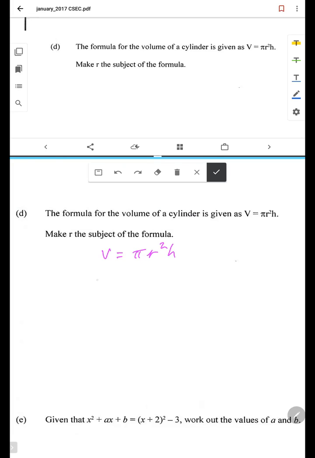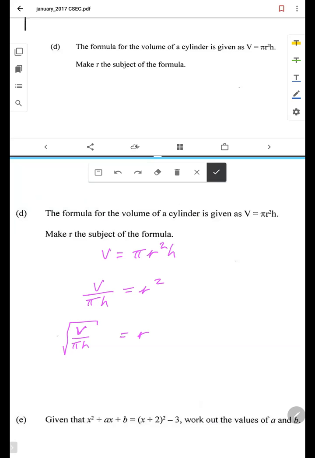So basically then it becomes V over pi h equals r squared. And then now, from that, we want to get rid of the square. So to get rid of the square, we do the inverse of square, which is to square root. So we square root both sides. The r is equal to the square root of everything. Everything must be under the square root sign. So it's V over pi h, all under the square root sign.